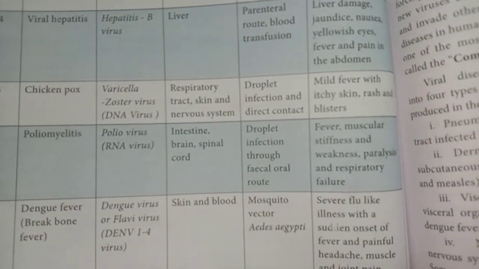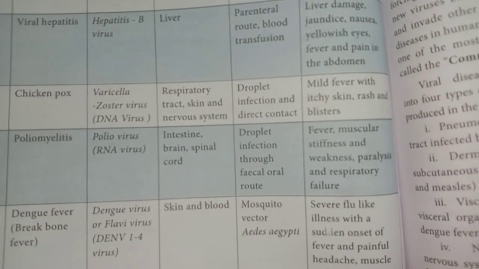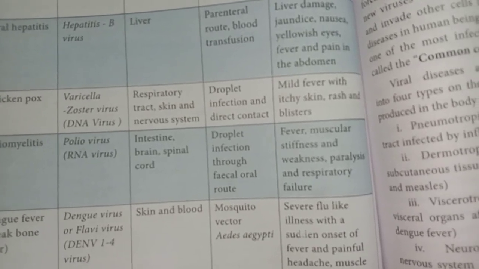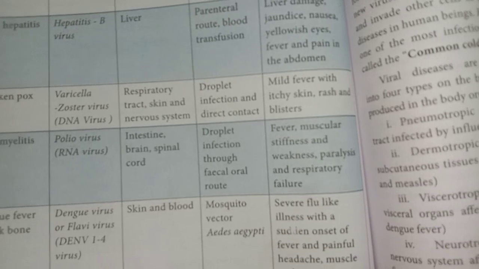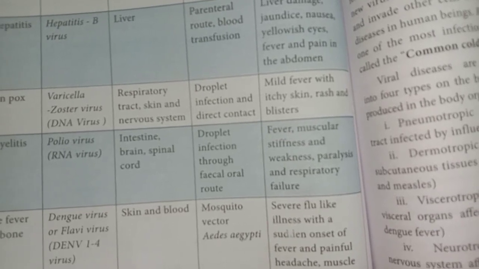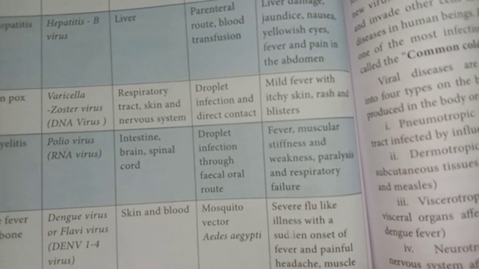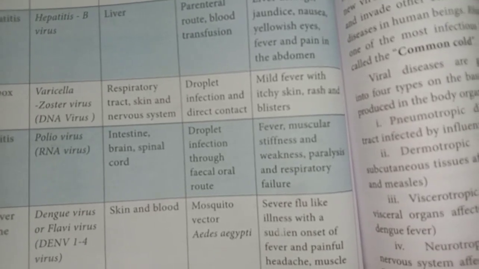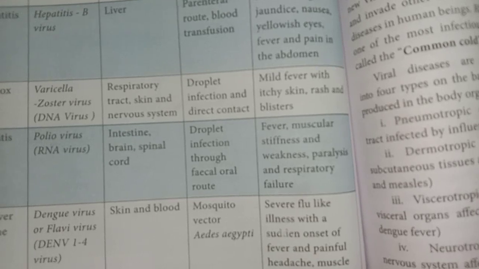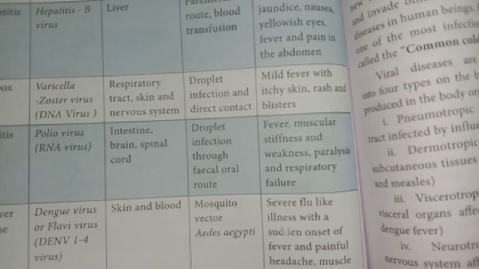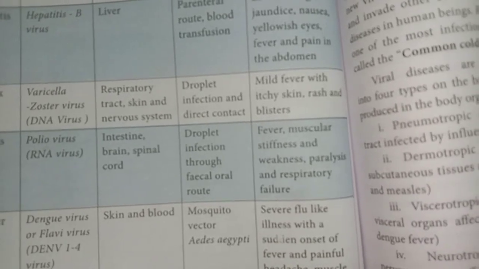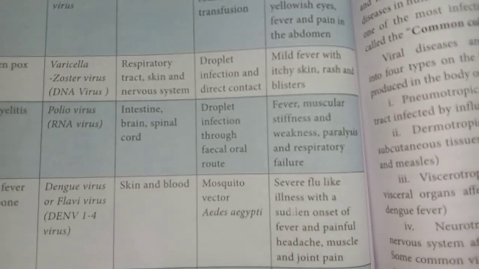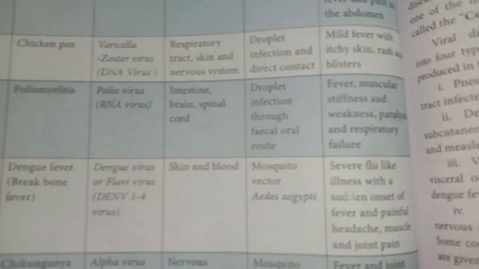Then the sixth disease, poliomyelitis, causative organism poliovirus, infection area: intestine, brain and spinal cord. Then mode of transmission: droplet infection and the fecal oral route. Then symptoms: fever, muscular stiffness meaning muscle tightness, then weakness, paralysis and respiratory failure. Okay, paralysis in Tamil we can say செயலிழப்பு.